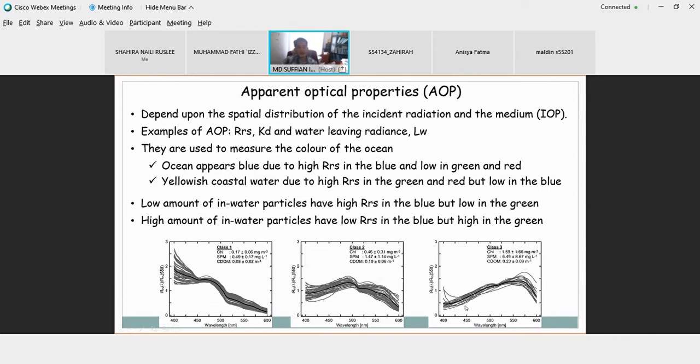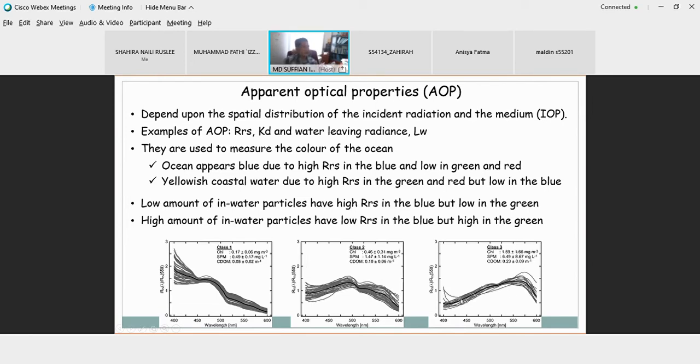Okay, so there is a third class, especially in the Strait of Malacca, because of a high amount of particles: chlorophyll, SPM and CDOM. If you look at chlorophyll, the average is about 1.7, SPM is about 6.5, and CDOM is more than 0.2.